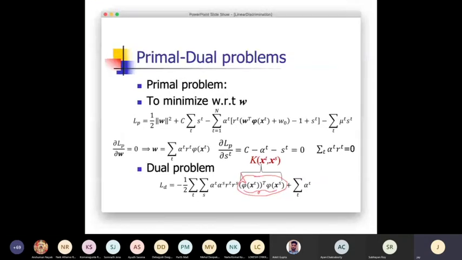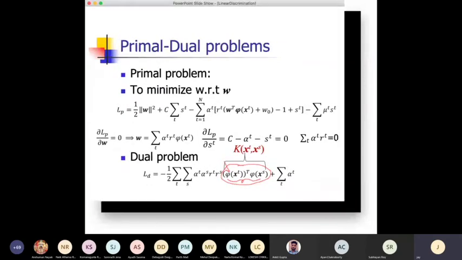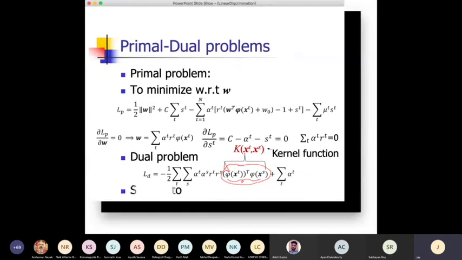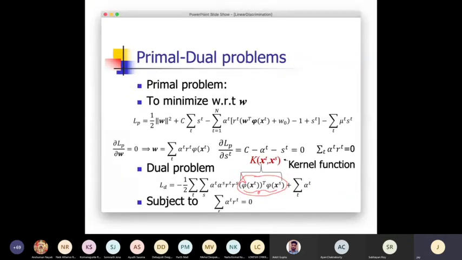We are considering the inner product of these two feature vectors. So it is some sort of distance measure, and it has certain properties also. So we call it the kernel function. And of course, the constraints will also be there, and alpha t should be within this range.